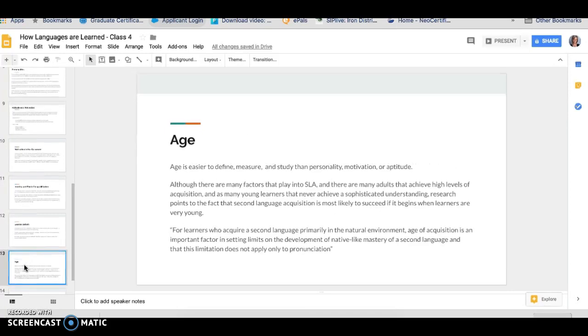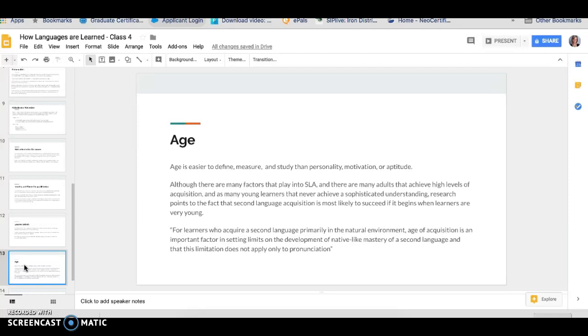And then the final thing here is age, and age is easier to define and measure and study than personality, motivation, or aptitude. There are lots of different studies, and there are many factors that play into second language acquisition and age. There are many adults that actually achieve high levels of acquisition, and many young learners that never achieve a sophisticated understanding. Research points to the fact that second language acquisition is most likely to succeed if it begins early and in the very young, but it isn't always that way.